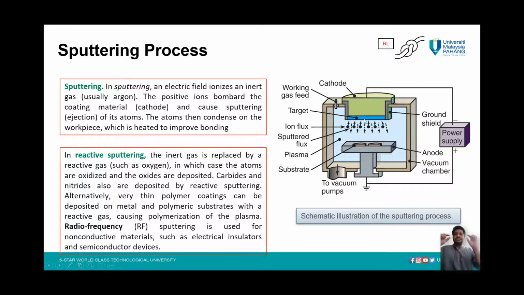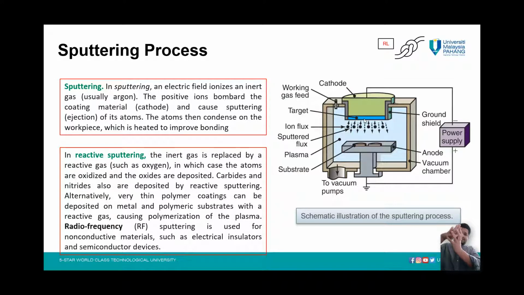The target is the material that we want to deposit, materials such as nickel, chromium, or titanium. During ionization, the positive ions bombard the coating material from the cathode, causing sputtering, the ejection of atoms. So positive ions strike the target material, and because of that striking, the material of the target also ejects out. This is called the sputtering process, or ejection of atoms.